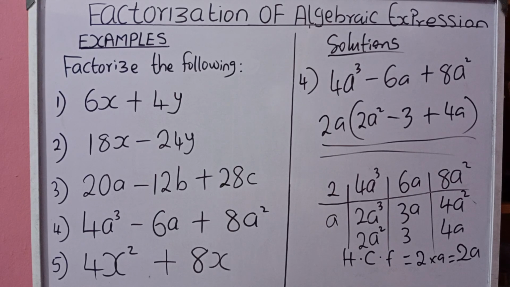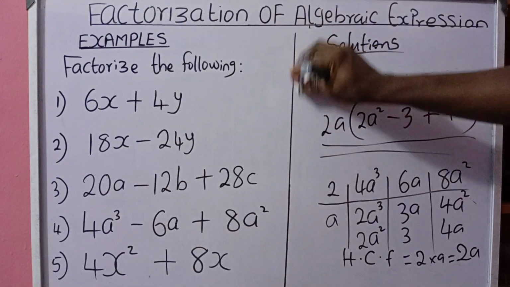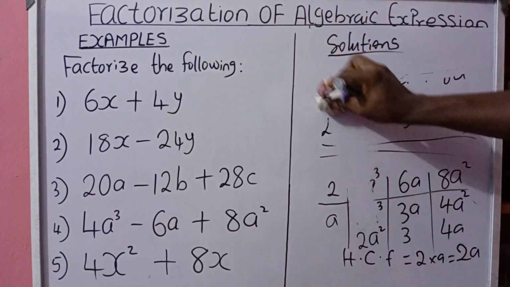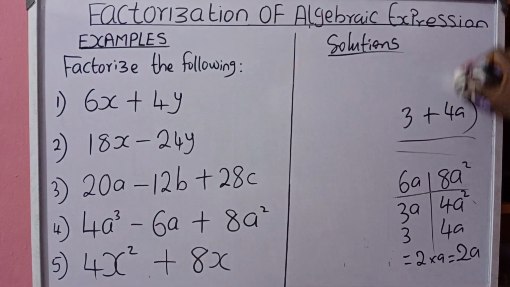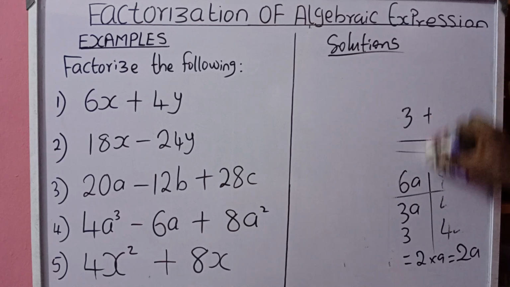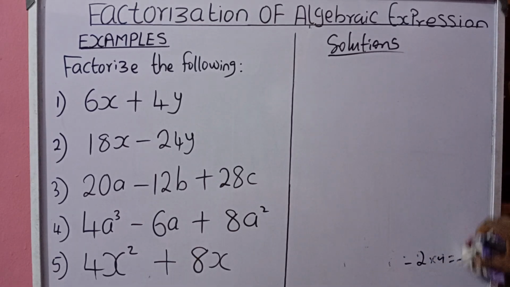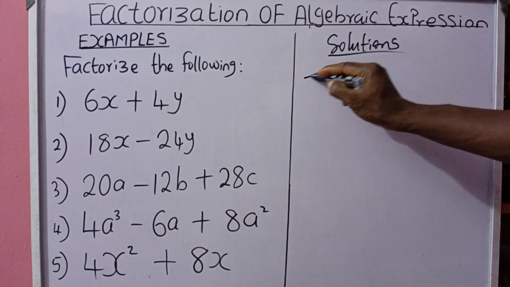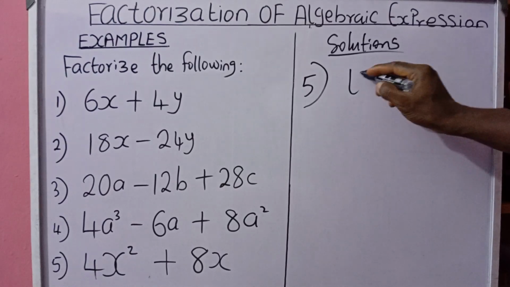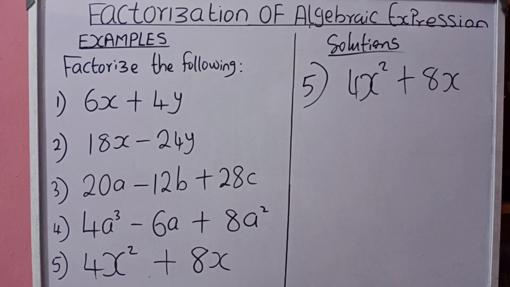All right, so let's get to number 5. Question number 5. You can give it a try. Pause the video and give it a try. Question number 5. For the number 5 question, the question says 4x squared plus 8x. How do we factorize this?